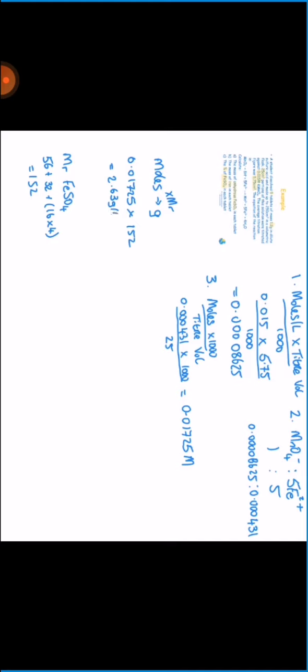2.63 grams per litre. However, I don't have a litre, I have 250 centimeters cubed. So I need to divide that by 4. So in my solution, I have 0.658 grams of FeSO4 in 250 centimeters cubed.